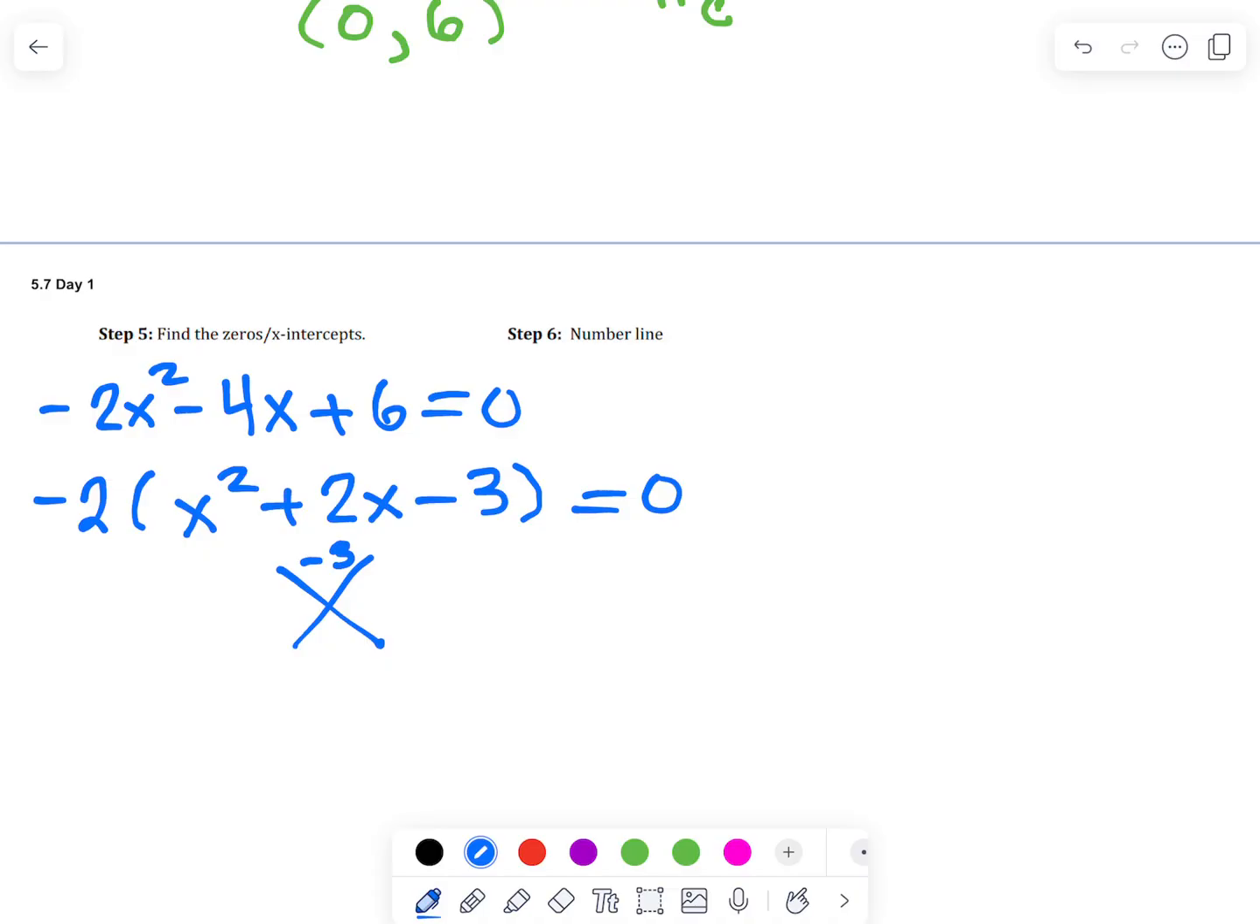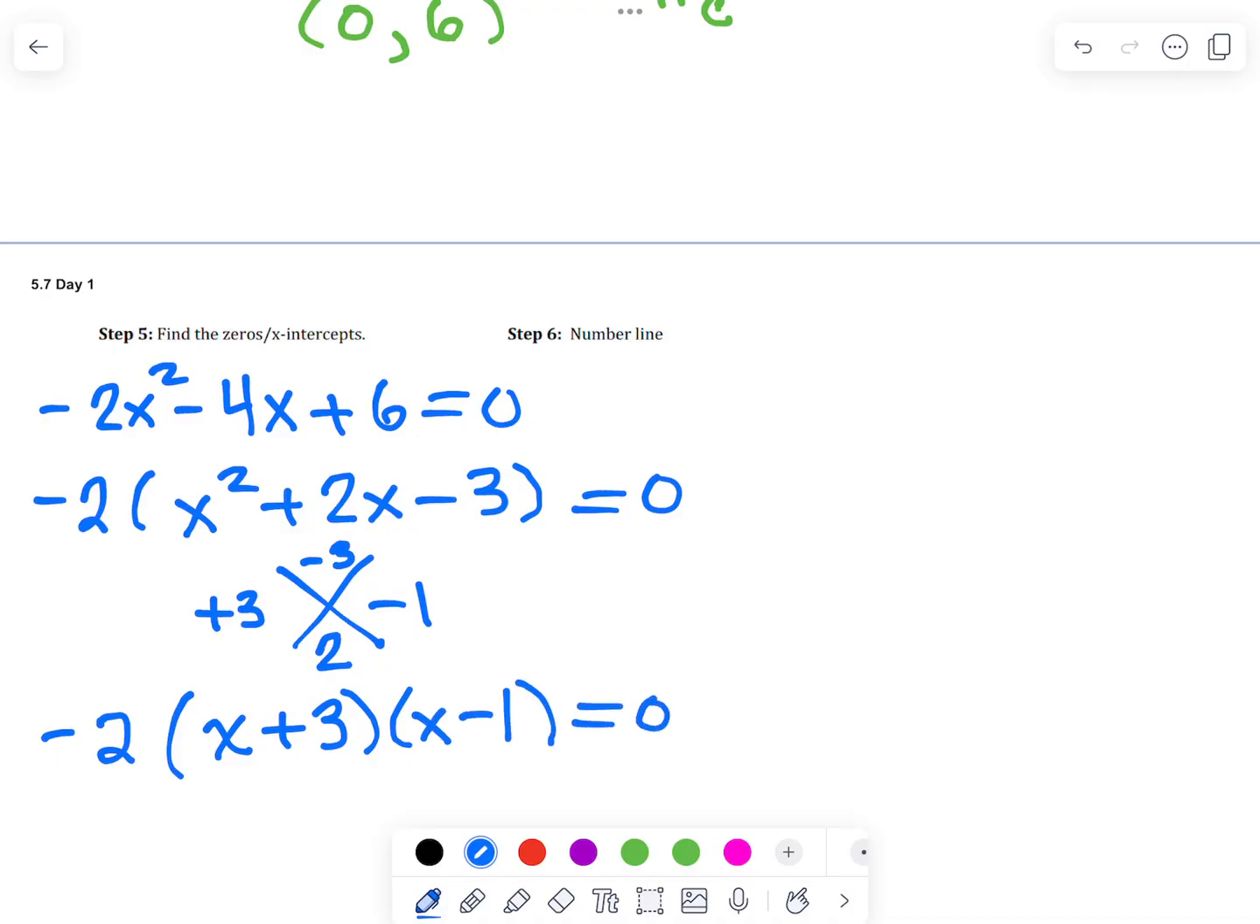The factors of -3 that add to +2 are +3 and -1. So again, we do have that GCF outside, and now we have our 2 binomials. The sides of the diamond help us to make those binomials. Now we have it in factored form.